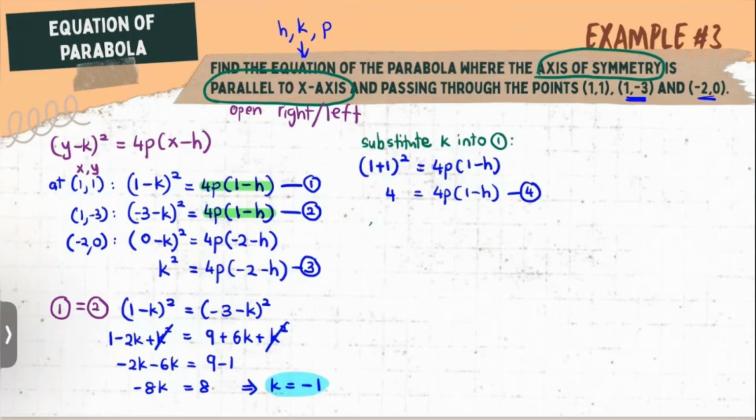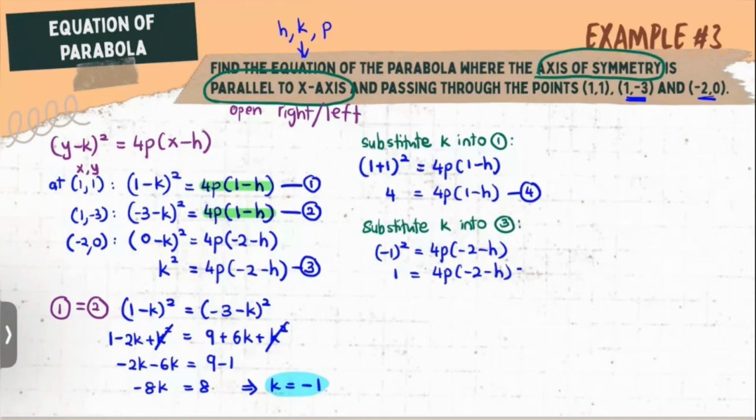And then saya nak substitute. Sebenarnya kamu boleh buat apa-apa sahaja tau. K sama dengan, okay, on the third equation. And I have negative 1 squared equals to 4P negative 2 minus H. And I have 1 equals to 4P negative 2 minus H. So this will be my fifth equation. Okay. Kenapa saya biarkan macam ni? Sebab saya nampak kat sini ada 4P, sini pun ada 4P.